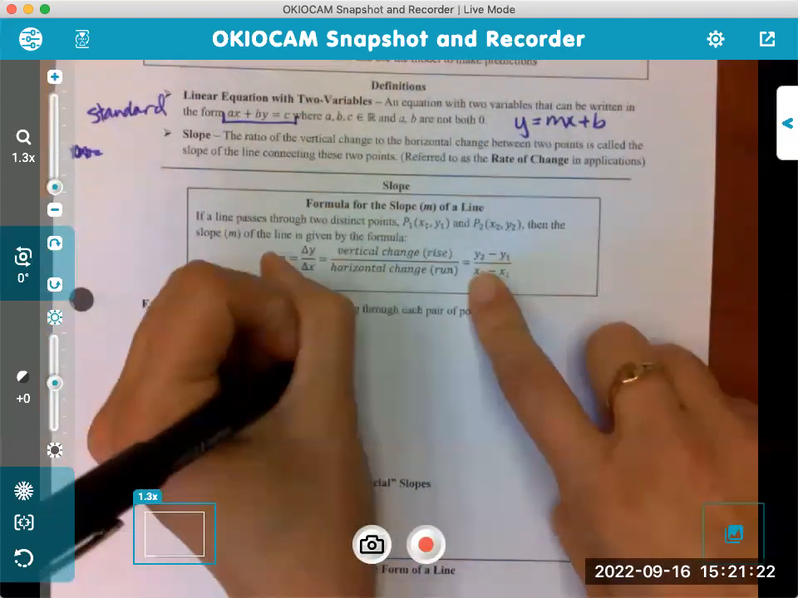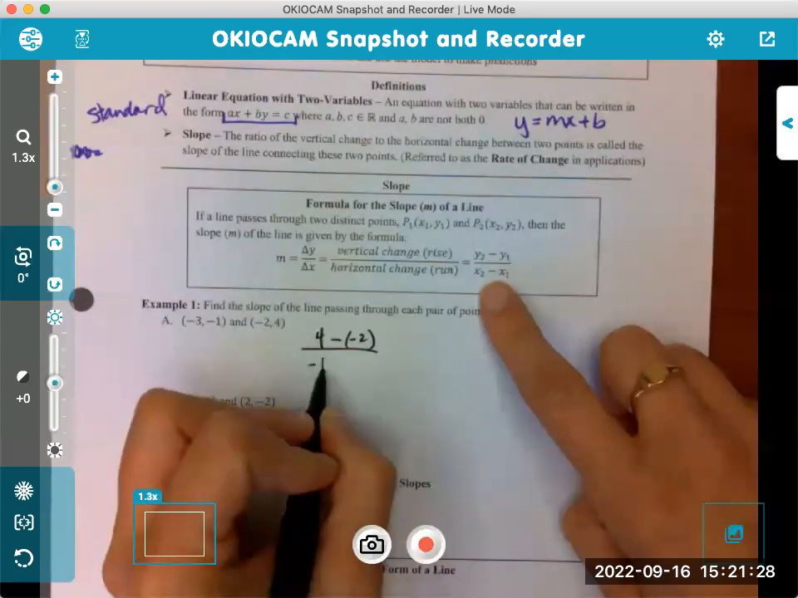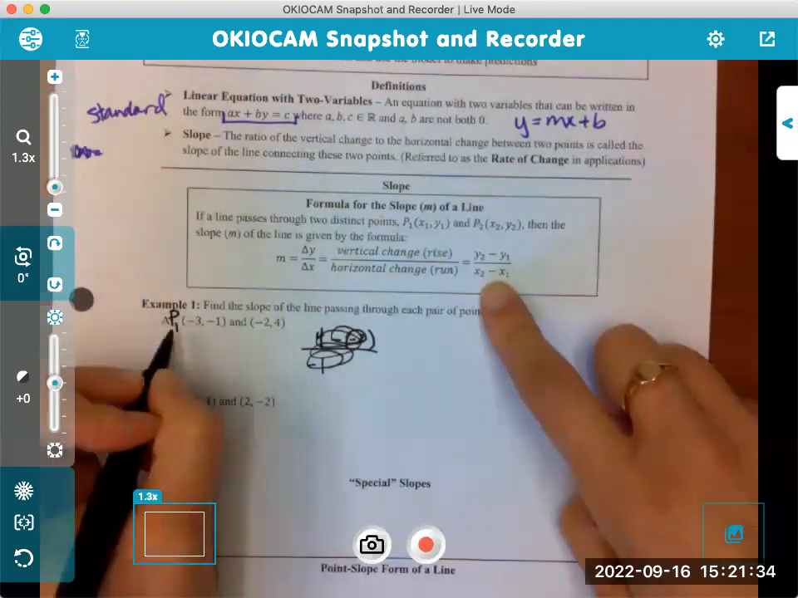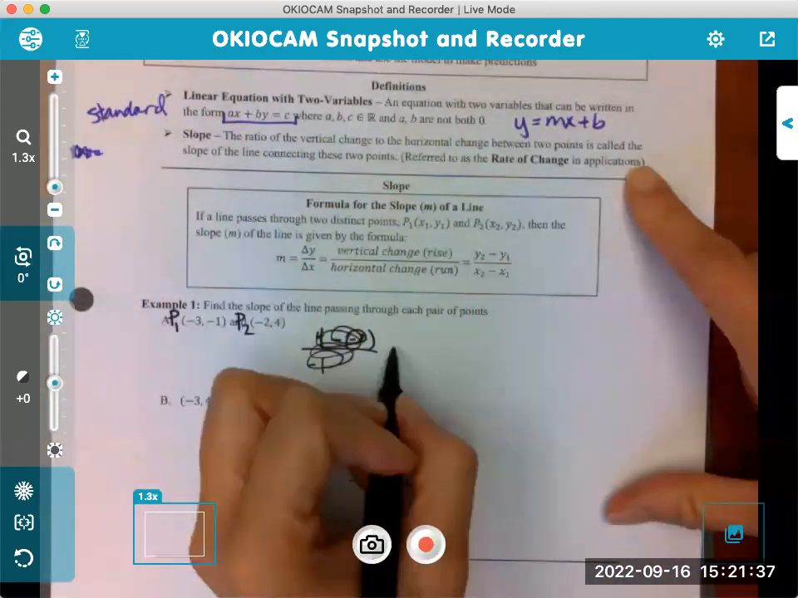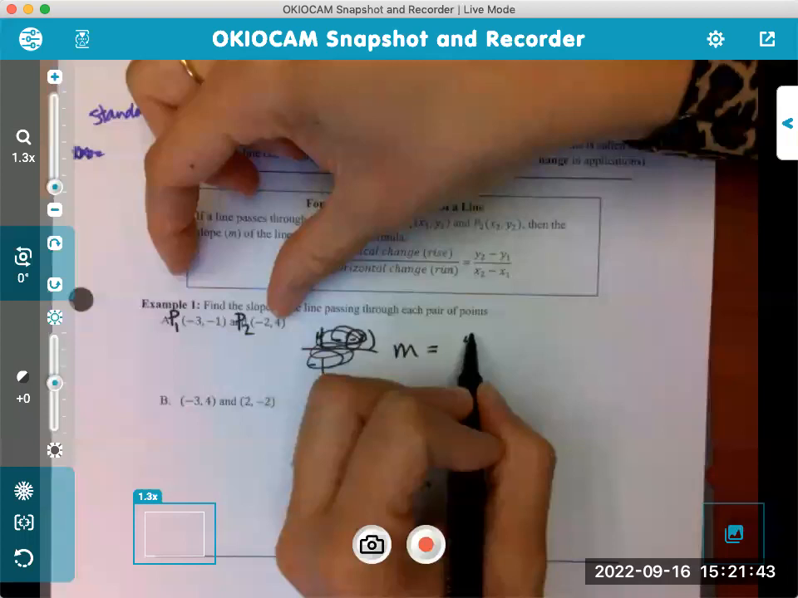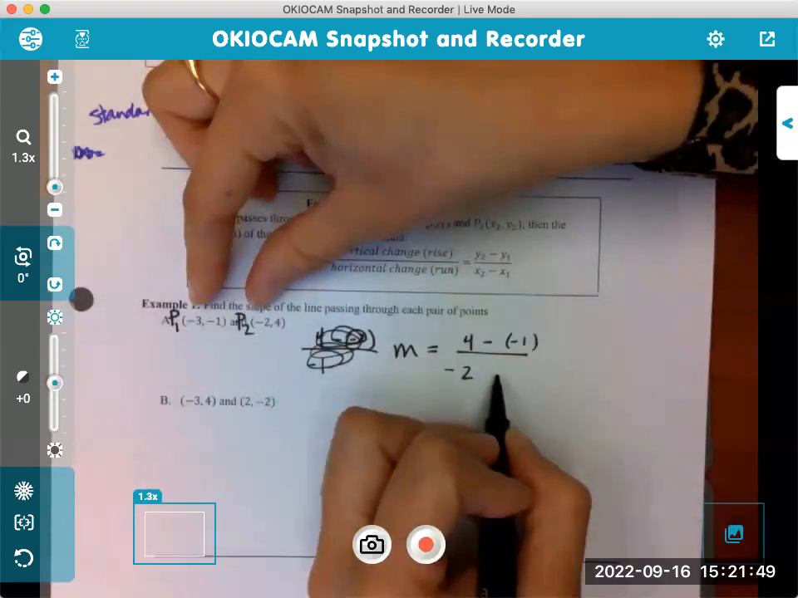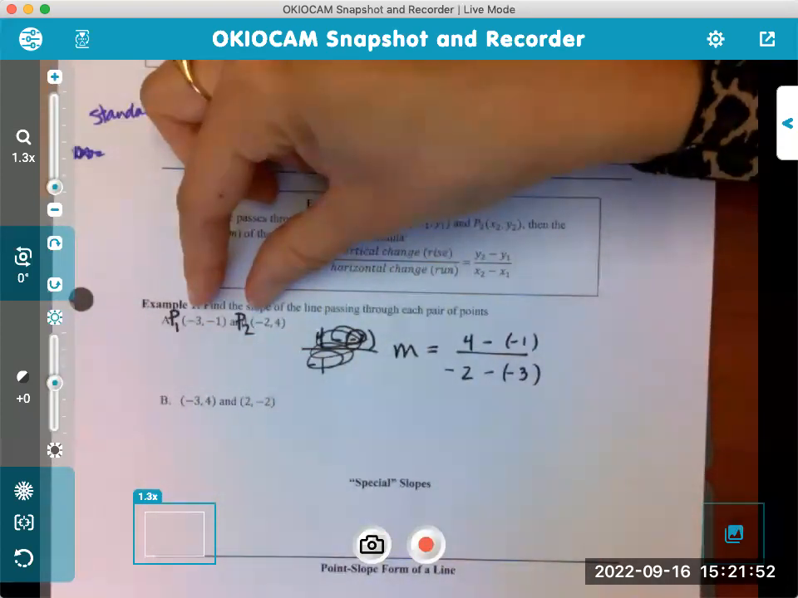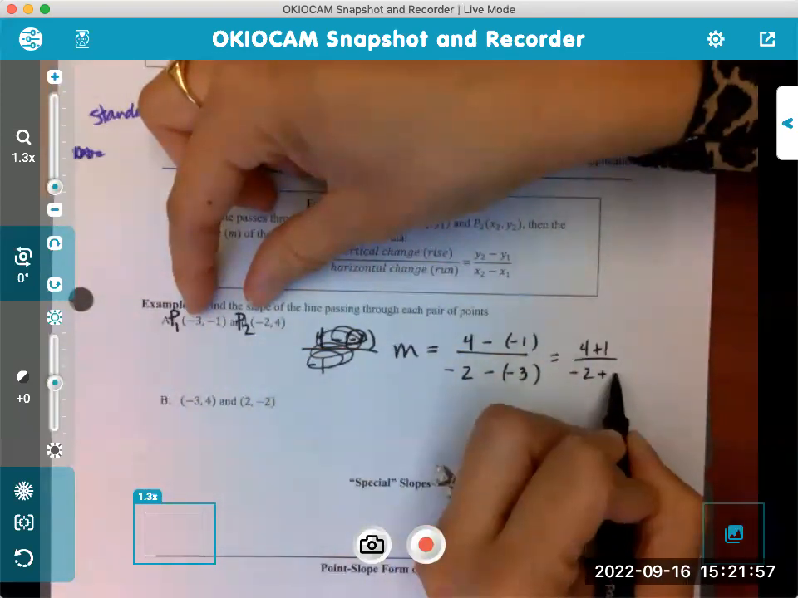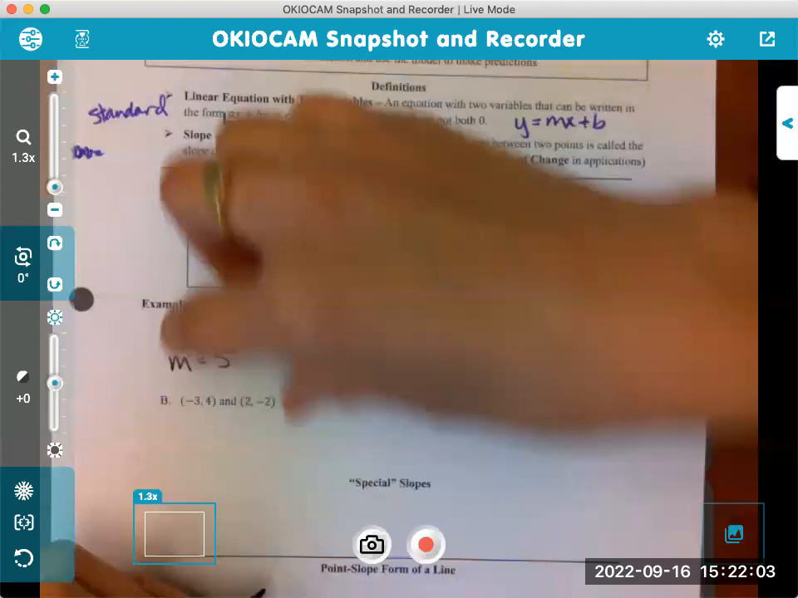So this would be 4 minus -2 over -1. Oh, excuse me, my brain's going crazy. This is point 1, here's point 2, there we go. So m is what we use to represent slope. So y2 is 4 minus -1 in the numerator. There we go, now we're in business. My brain was like, Leslie, something's not working, and it was right. So -2 minus -3, so 4 plus 1 over -2 plus 3 is 5 over 1. So here we have a slope of 5.